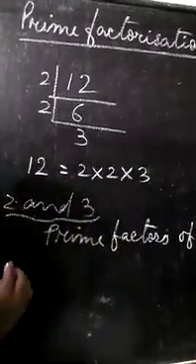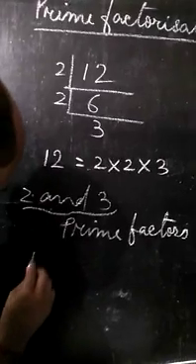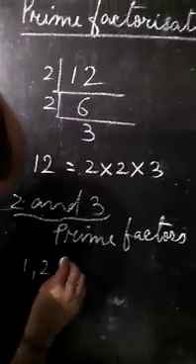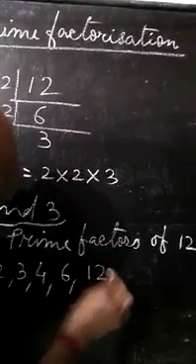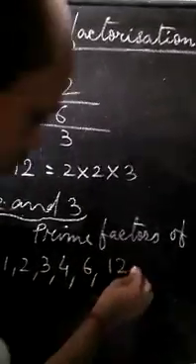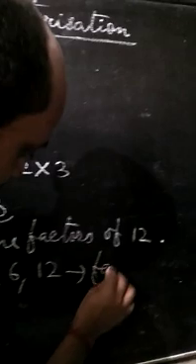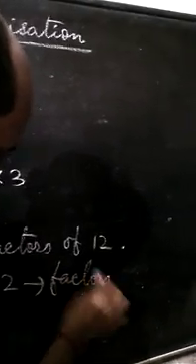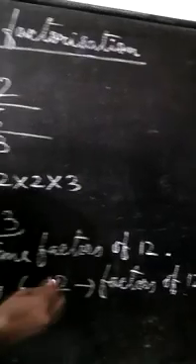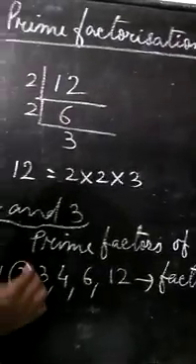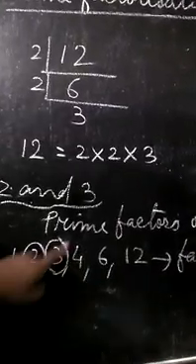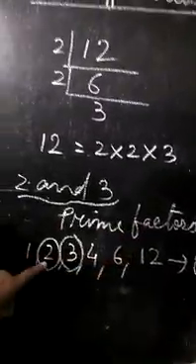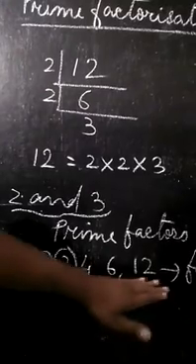But what are the factors of 12? 1, 2, 3, 4, 6, 12. These all are the factors of 12. And among these numbers, 2 and 3 are the prime factors of 12, which means these are the prime numbers among the factors of 12.